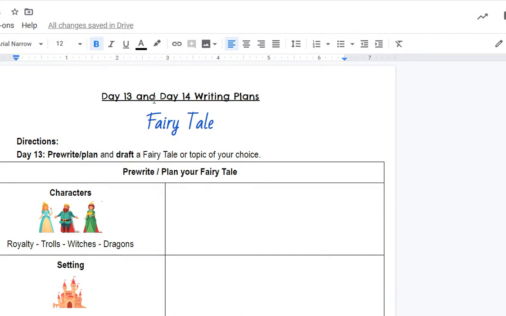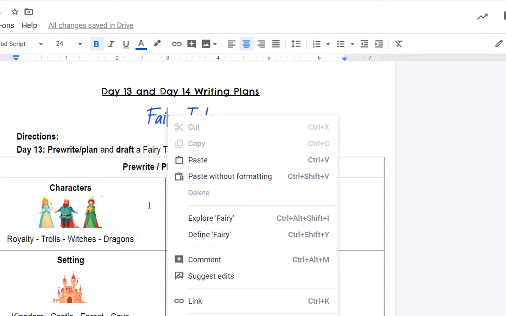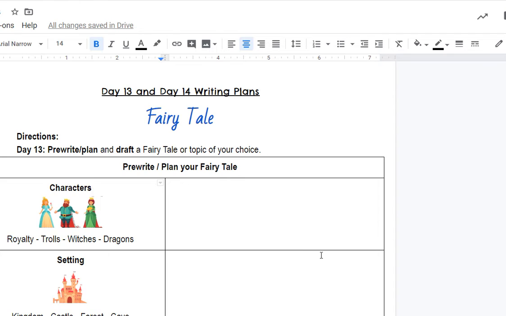Some of you are going to really enjoy this. Today we are going to be working on fairy tales. Today's lesson says fairy tales at the top, and I've created this table so you can pre-write. Remember, with fairy tales, there's usually royalty, trolls, witches, dragons.